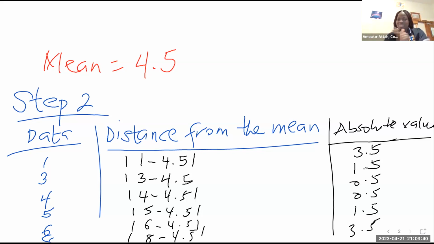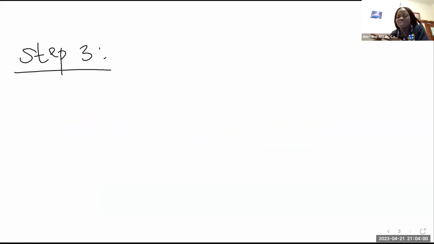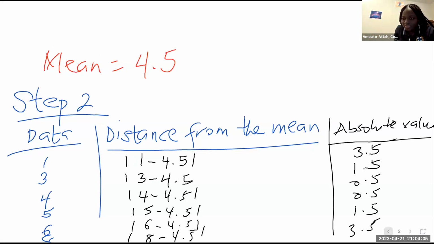Step 1, find the mean. Step 2, find their differences from the mean. Those are the absolute values. Step 3, you add the differences together. So we are adding all these ones together. That is step 3. So just add them together.